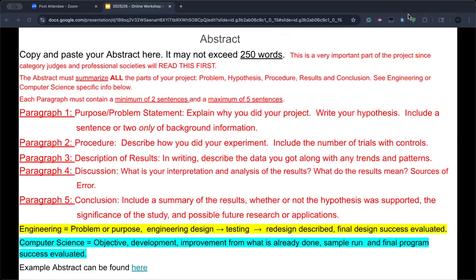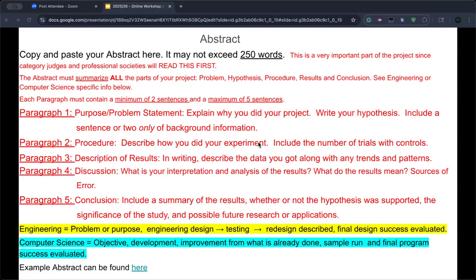Okay, so now time for the abstract slide. This is the first impression that people get of your project, right? So category judges and professional societies will read this first. Make sure that it's under 250 words. The website this year will simply not let you type in an abstract that's greater than 250. And here's a rough structure of it. Each paragraph must have a minimum of 2 sentences and a max of 5. Your first one should be your purpose or your problem statement. Your second one should be your procedure. The third one should be a description of results. The fourth should be a discussion. And the fifth should be a conclusion.